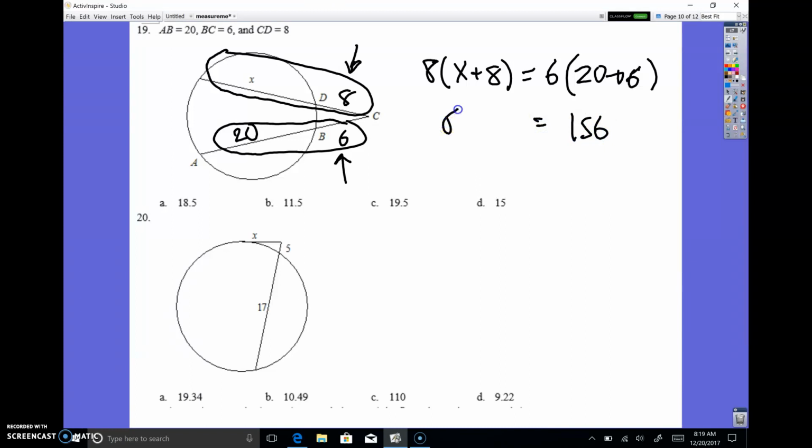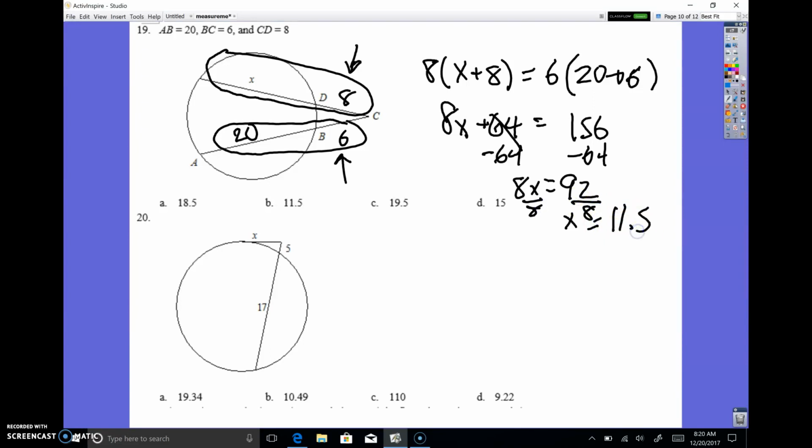I get 8x plus 64. I subtract 64 from both sides. Do the math. 8x is equal to 92. So x divided by 8. So x is equal to 11.5.